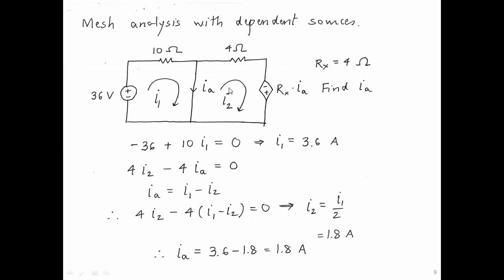Alright, but we still do have two meshes. They are actually independent. So let's write two mesh equations. So for this mesh, we write minus 36 plus 10 into I1. No voltage drop here, so that is equal to 0. So we can directly solve this for I1, 3.6 amperes. For this mesh, we write 4I2 minus Rx into IA. Rx is 4, so minus 4 into IA. So 4I2 minus 4IA equal to 0.